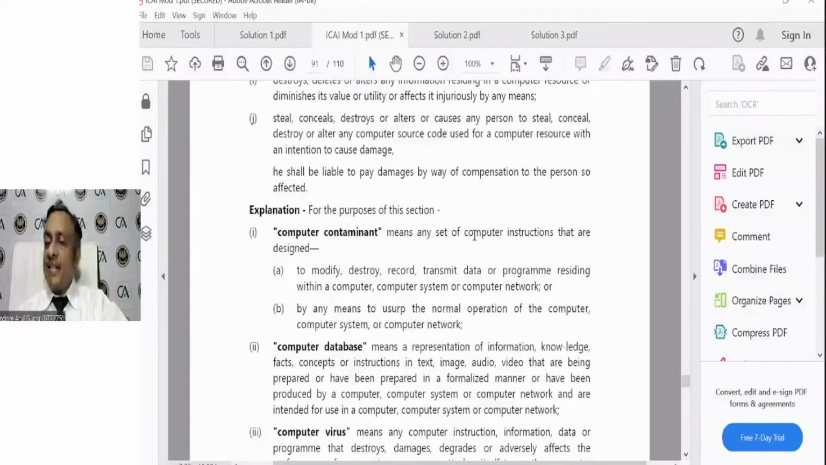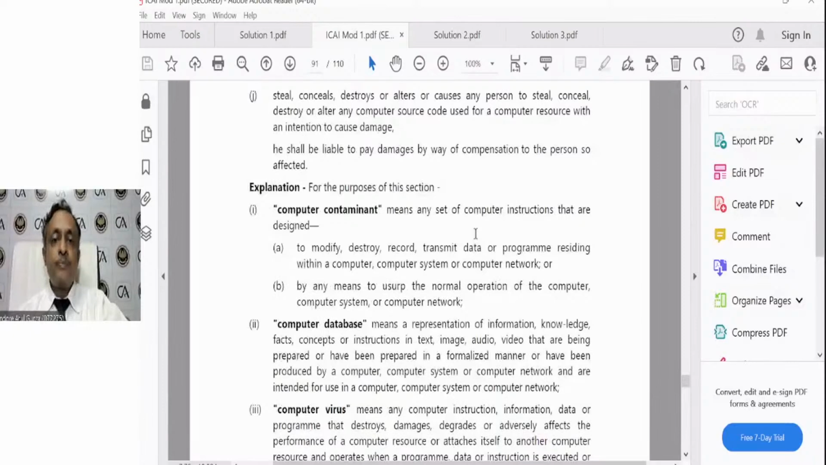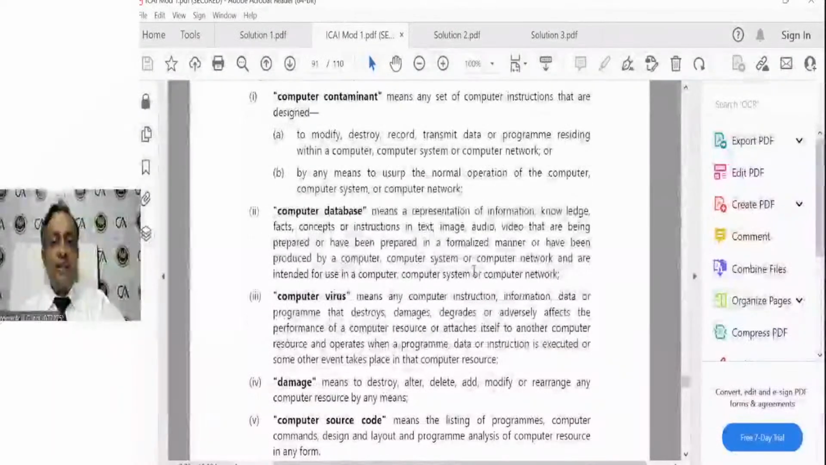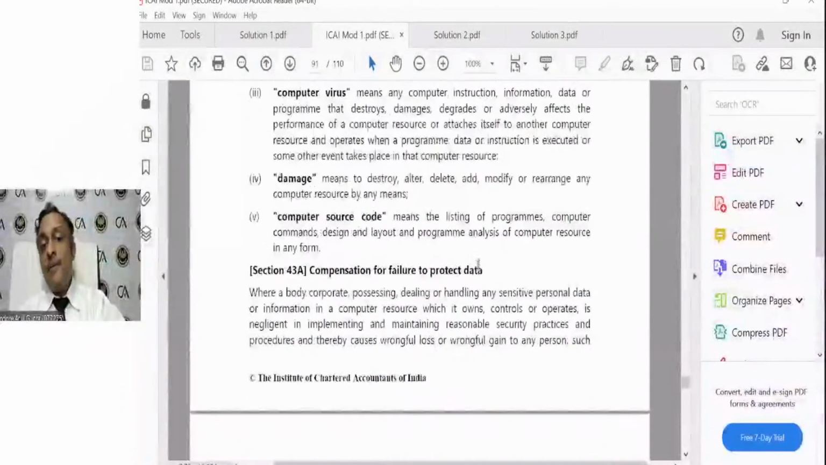Computer contaminant. Yes, this is important. It means any set of instructions that are designed to modify, destroy, record, transmit data or program residing within a computer system or network, by means to usurp, take away the right, the normal operation of the computer system or network. That is computer contaminant, like that. Then read these definitions, very, very important.